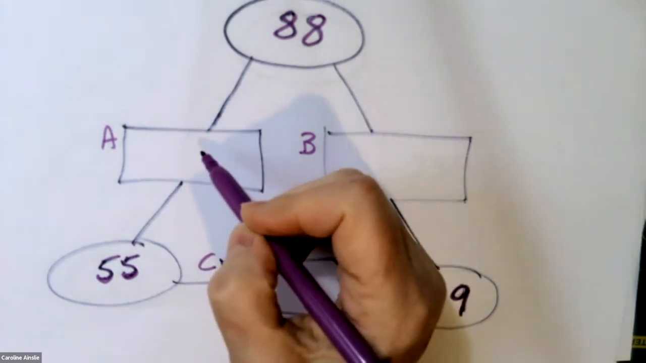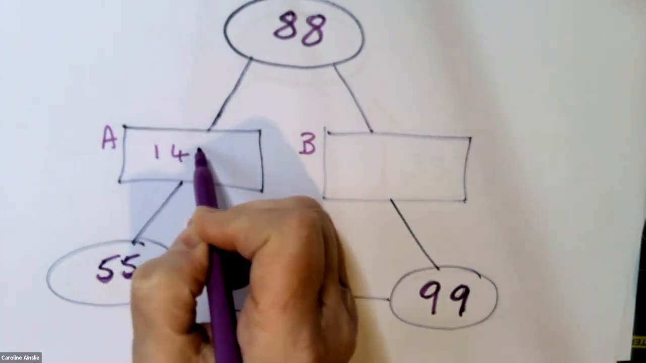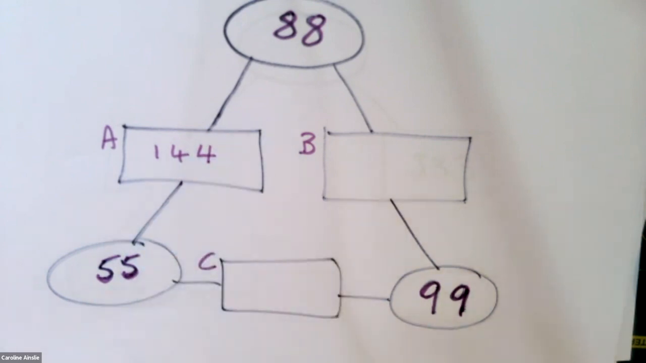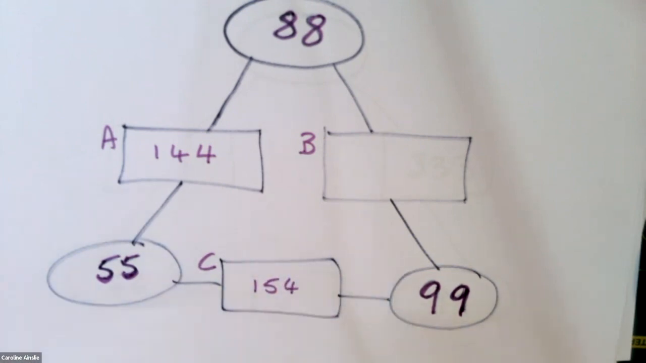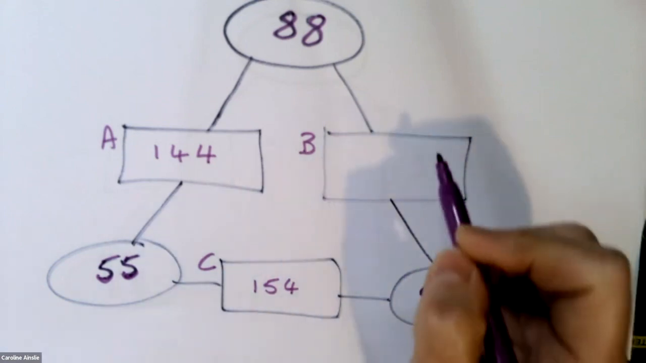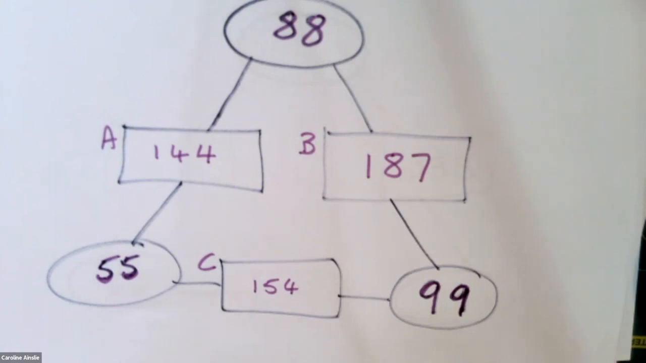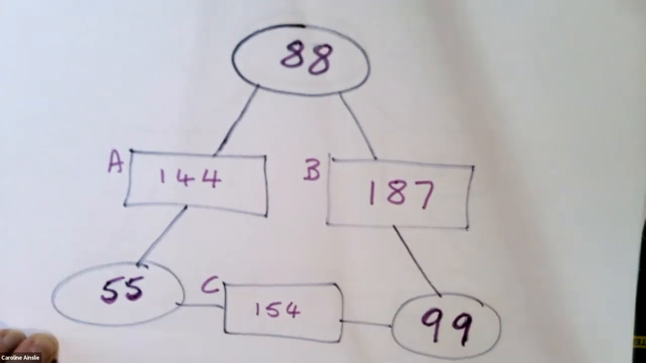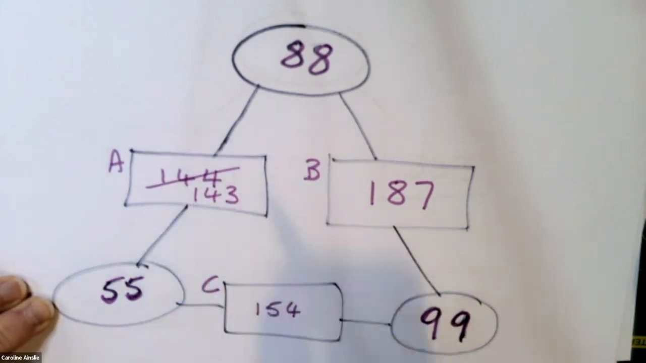Okay, Antoinette says the left box should have 144. Caroline has put that down for us. Bottom box, 154. And 187 on the right box. It's 143, the sum of 88 and 55. Yeah. Thank you. Well done, everyone.